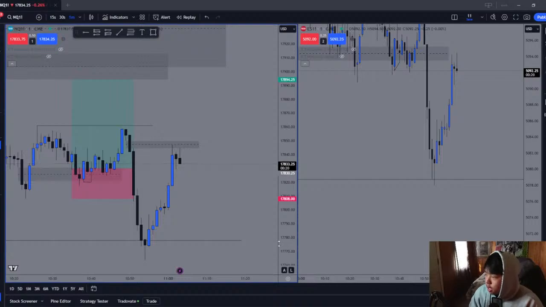Move my sim account since I'm green today. I have no confidence. Inverse some fair value gaps right now. Let's see what happens here. Exactly. We'll have to wait.